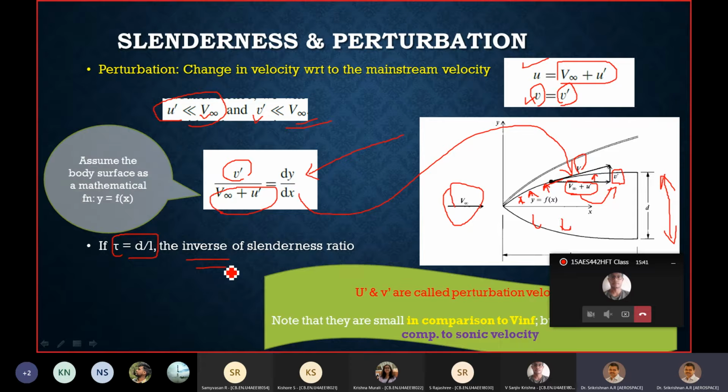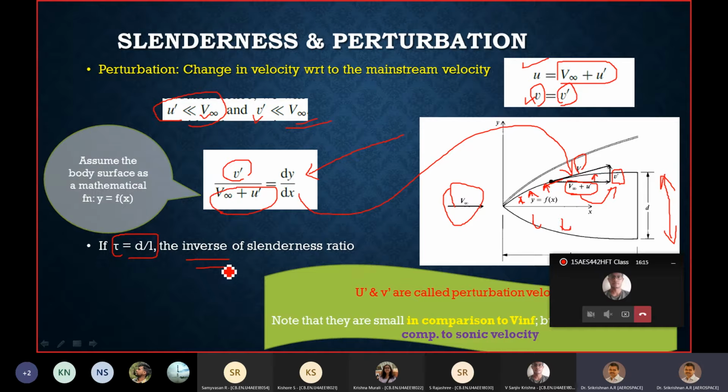Why I need such an odd looking word is because tau is defined as D by L. So it's a measure of how blunt the body is. The higher the value of tau, the more blunt the body. We may have to refer back repeatedly to this parameter tau, so I may keep referring to it as the bluntness of the body. It is a non-dimensional parameter that reflects the bluntness of the body. So tau is D by L.